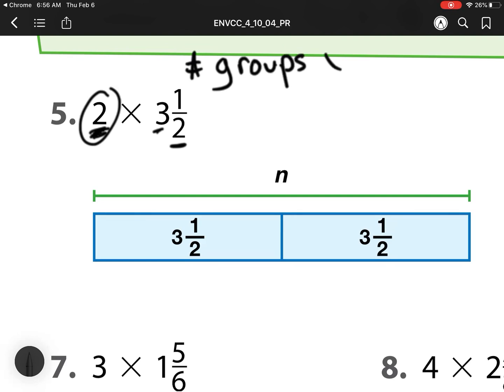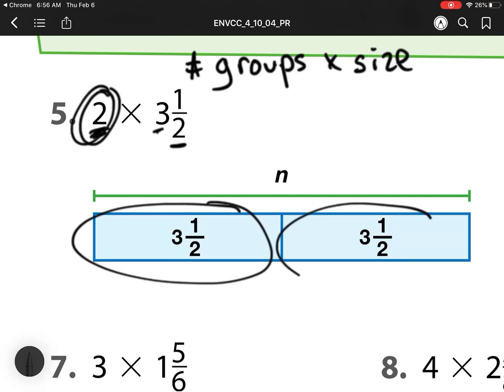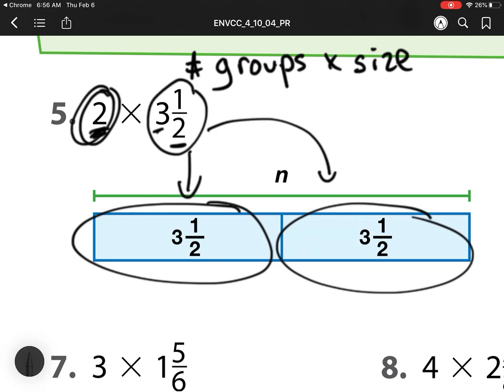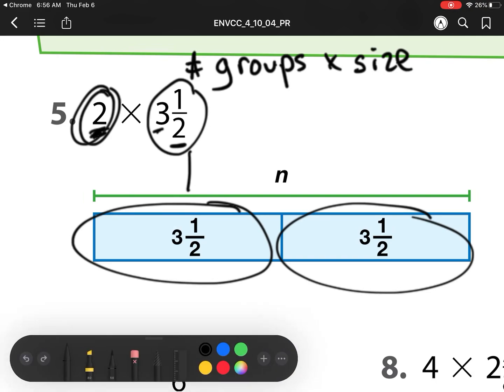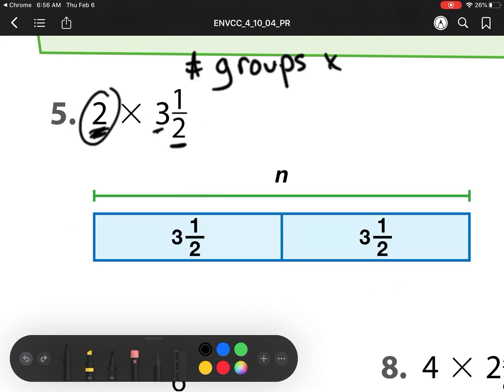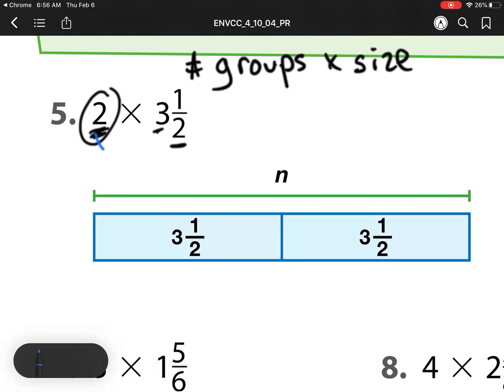times the group size. So here, it's telling us there are two groups, which I see here, 1, 2, and this number is telling us the size. It's 3 1/2. So how do we do this? Well, we're going to multiply by each portion. Oops, I went too far with that. So we're going to multiply this 2 by my whole number, and then multiply the 2 by the fraction.